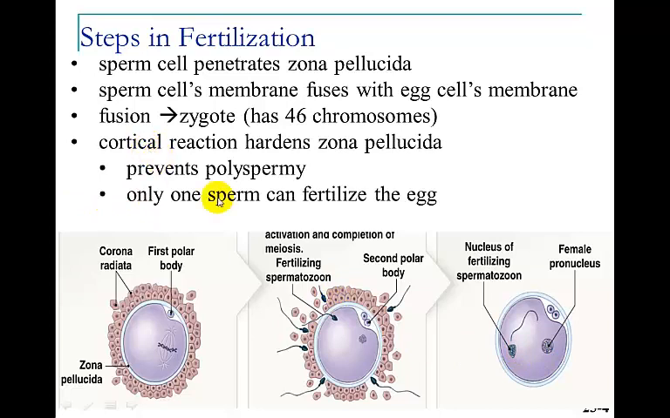It's important also to know that when that first sperm penetrates, we prevent what's called polyspermy. You can't have more than one sperm fertilizing an egg because the zona pellucida hardens as soon as the first sperm penetrates, and only that one sperm will be successfully entering into the oocyte.